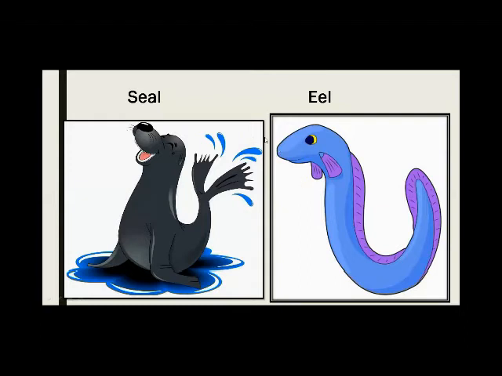Eels can breathe through the gills. They breathe with the help of these gills. They can breathe inside the water. Eels have two types. The one you can see in this picture, and the other one is the electric eel. Electric eels can pass out electric current.